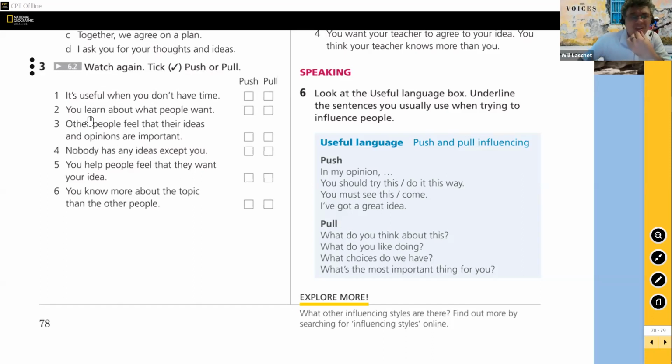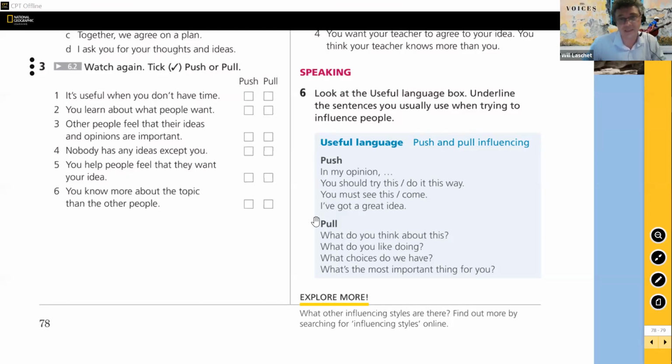How about number 2? You learn about what other people want. So Zenaida's there again. Okay, well done. Okay, pull. Yeah, that's definitely pull. So with pull influencing, we're asking questions to find out what they want. So it's a much gentler approach. So these are great for distinguishing between the two. And we could take this further with our students.